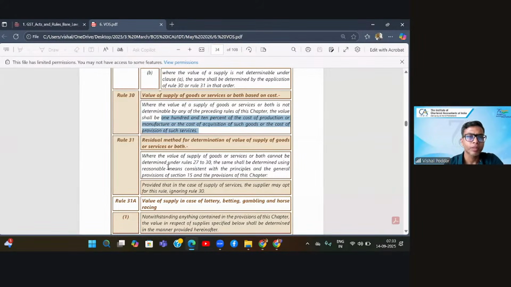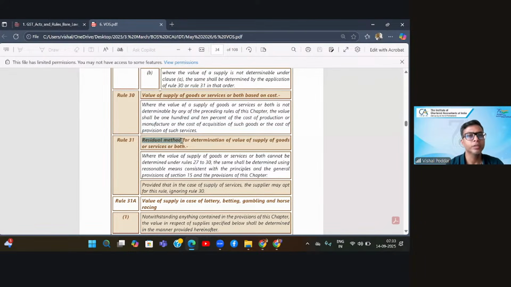Hence, if you see, Rule 31 has a proviso which says that in case of supply of service, the supplier may opt for Rule 31 instead of 30, because the Act also understands that it is possible that 30 may not be very relevant for services. So they have said that for services only, the supplier has the option of not following 30 and directly coming to 31. Now, what is 31?